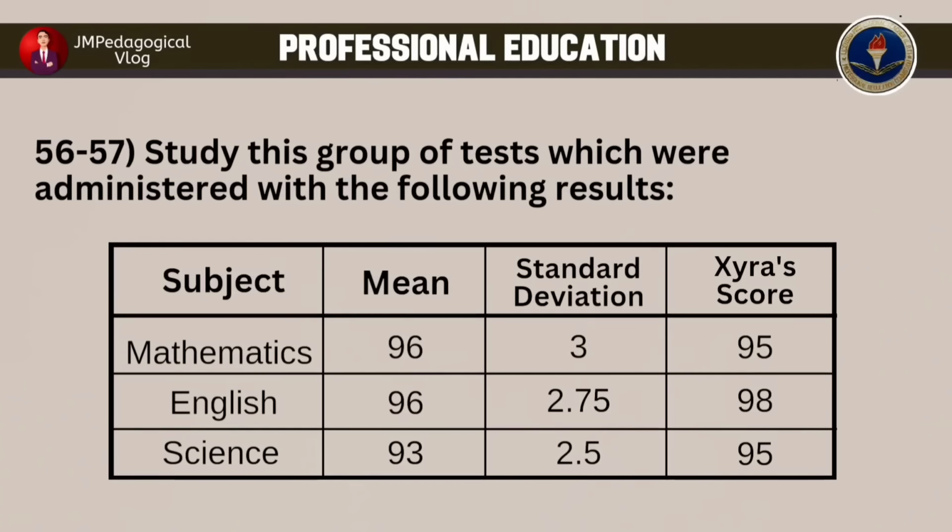For items 56 and 57, study this group of tests which were administered with the following results. Subject: Mathematics, English, Science. Mean: 96, 96, 93. Standard deviation: 3, 2.75, 2.5. Zyra's score: 95, 98, 95.